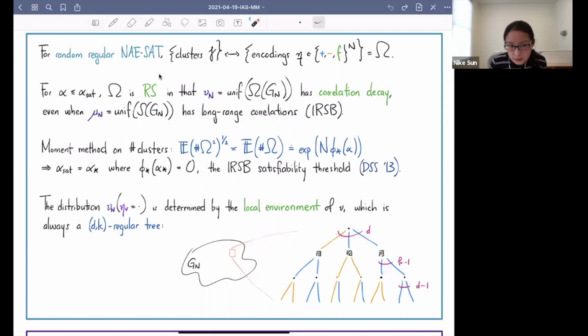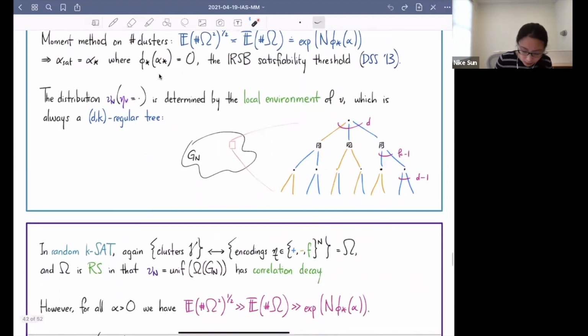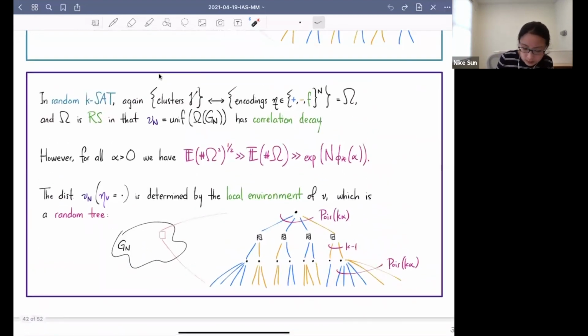So how does it differ in the random SAT model? In random SAT, it's again true that we have these clusters corresponding to these plus-minus-free encodings. And it's again true that this model is replica symmetric in that we expect to have correlation decay. However, the idea of applying the moment method to the number of clusters no longer works for this model. If you try it for any positive alpha, first of all, the first moment is wrong. The first moment will not be close to the replica symmetric value, and the second moment will not be close to the first moment squared.